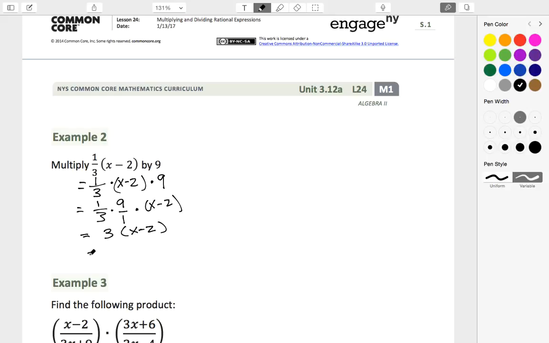And then distributing this 3, I will get 3x minus 6, and that's my answer. So the whole point of this example is for you to realize you don't have to distribute that 1/3. What you can do is apply the commutative property to move our factors around so we can be more strategic, right?